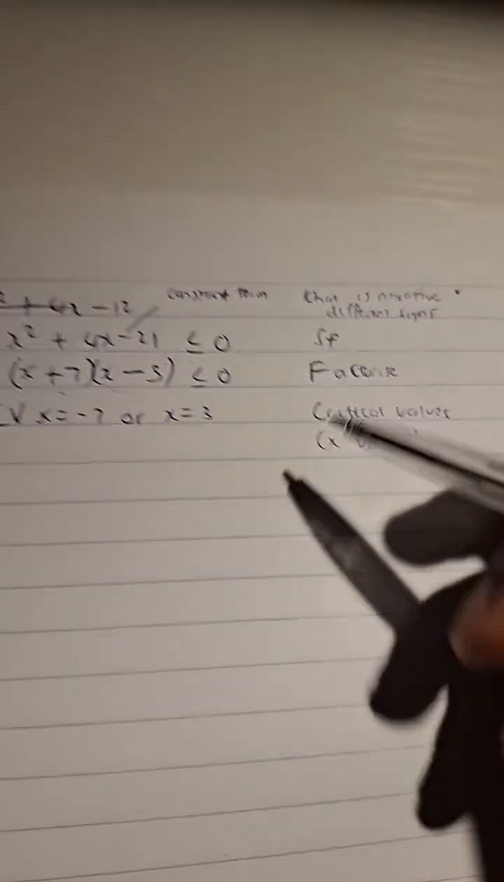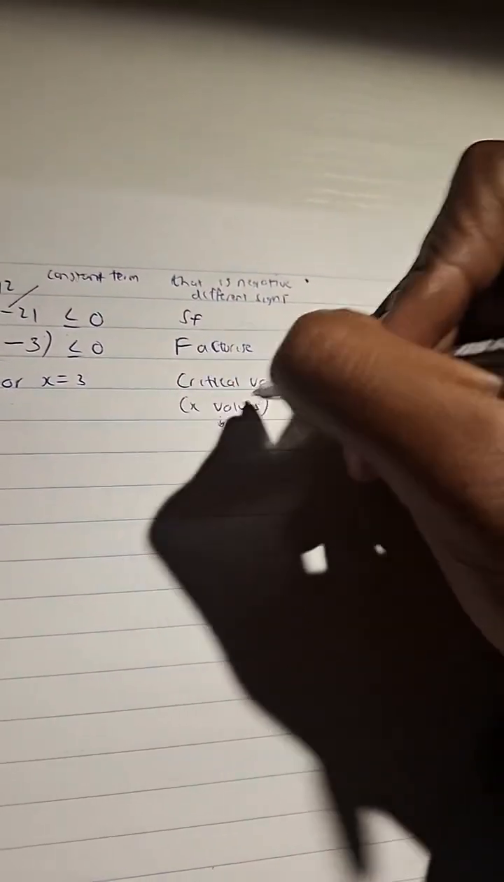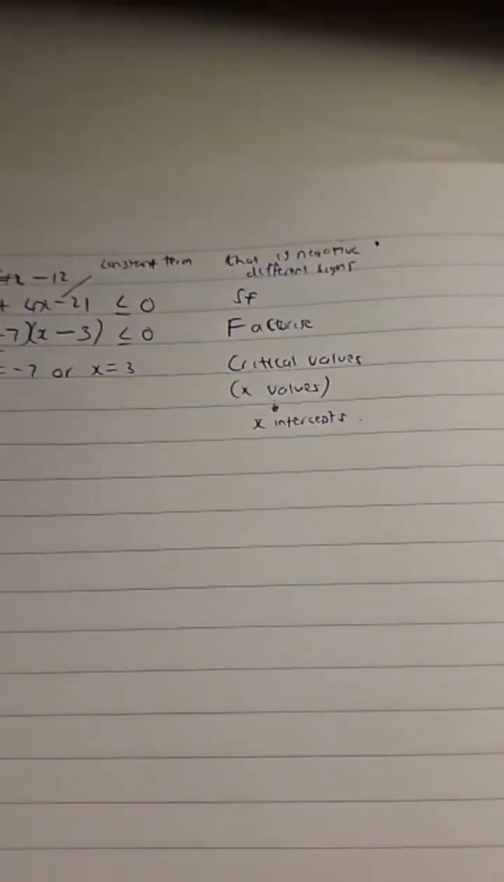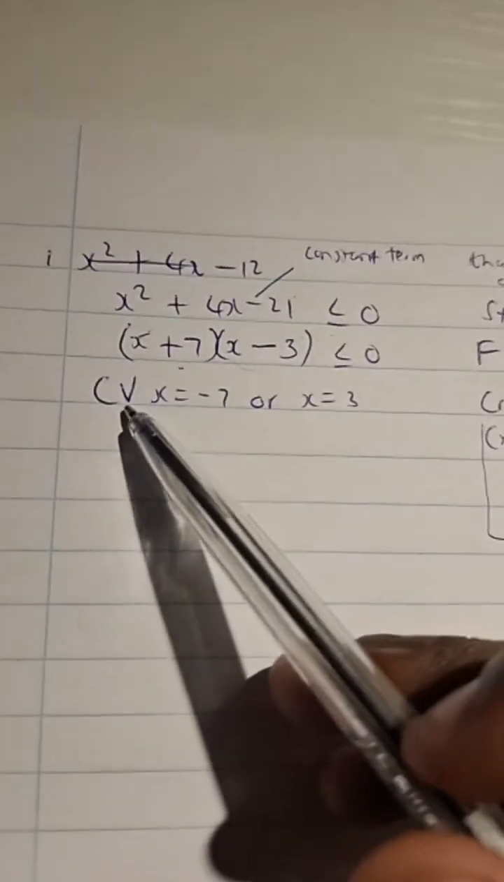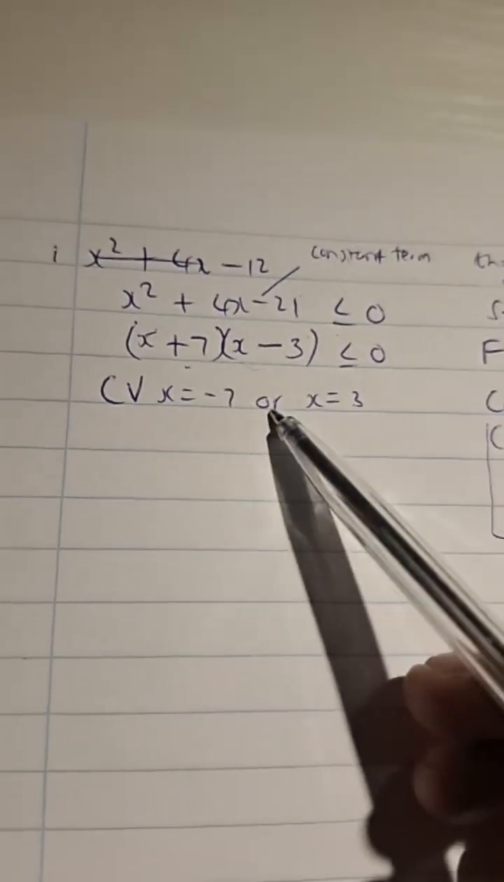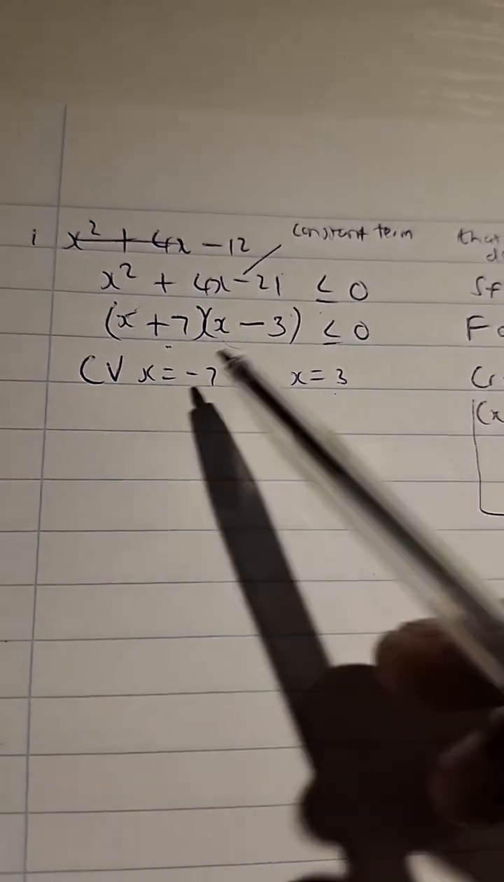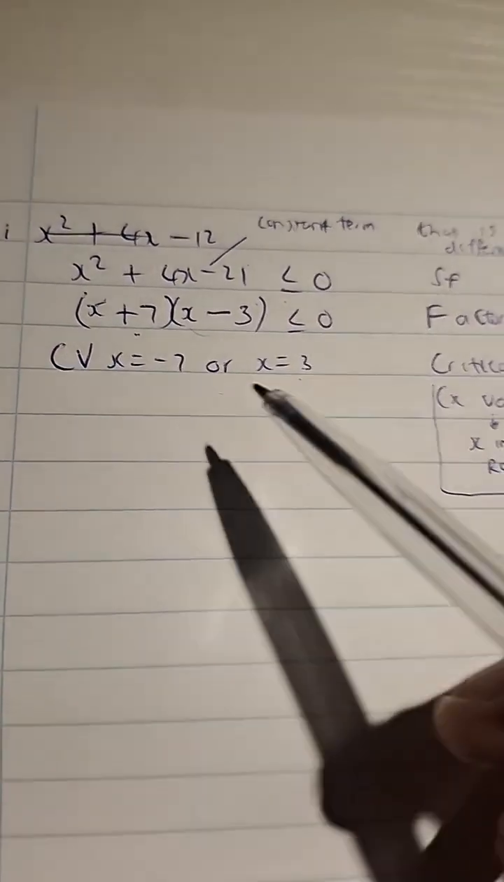Another word for critical values or solutions of x, if the equation was 0, is intercepts. This is very important. The roots, if you will, of the equation. These are synonymous words that mean critical values as well. So the critical values are x is equal to -7 or x is equal to 3. Guys, this is not the solution. This will help us in being able to get to the solution.